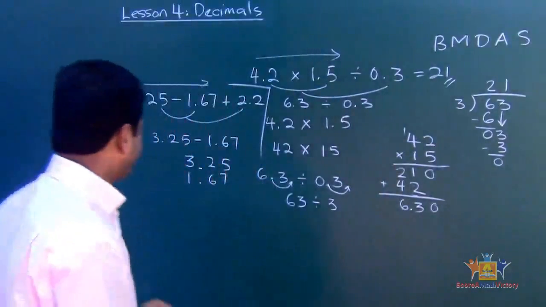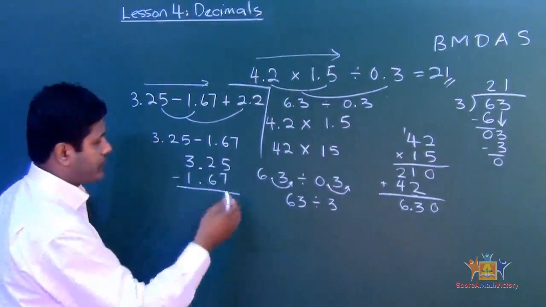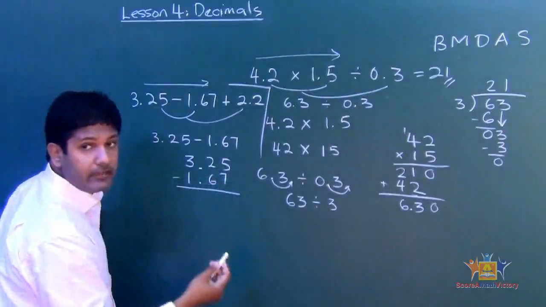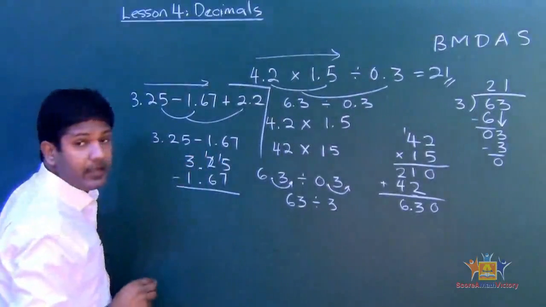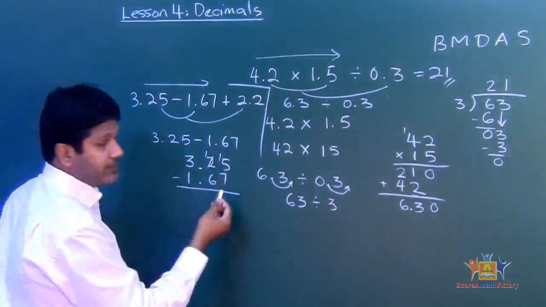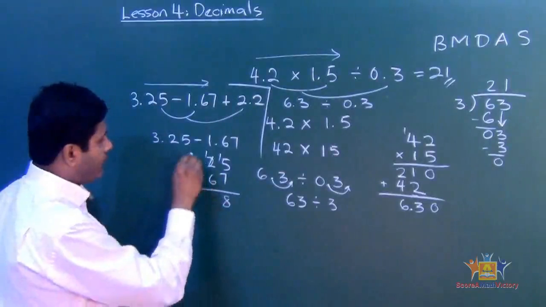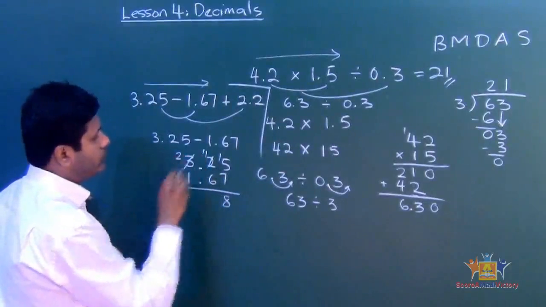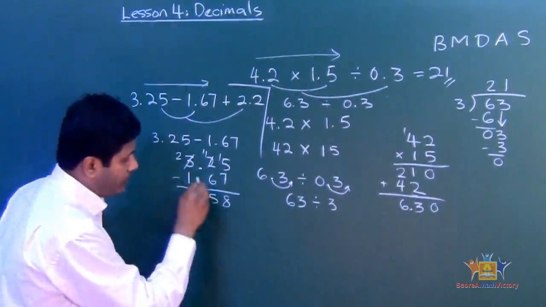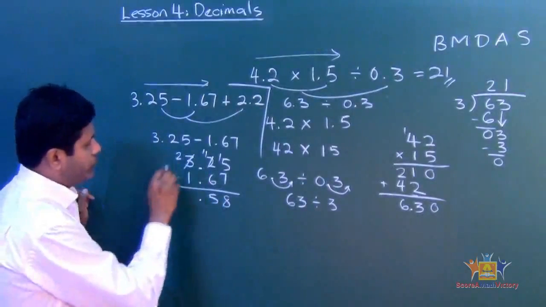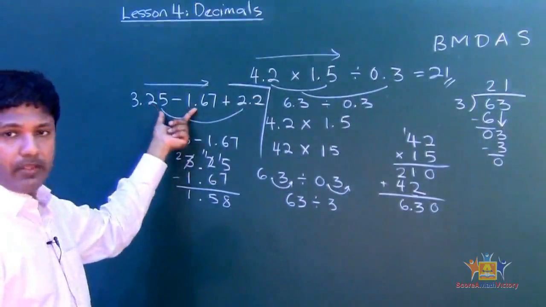Alright, good. So now we're going to subtract them. Always start from the very right. 5 minus 7, you can't. So you have to borrow from 2. 2 becomes 1, 5 becomes 15. 15 minus 7 is 8. 1 minus 6, you can't, so you borrow from 3, so 3 becomes 2, 1 becomes 11. 11 minus 6 is 5. Then you bring the decimal straight down. 2 minus 1 is 1. Okay, so we completed this part of the operation.